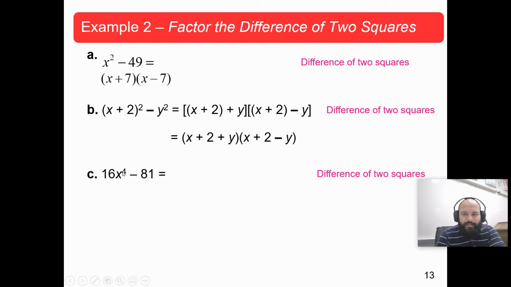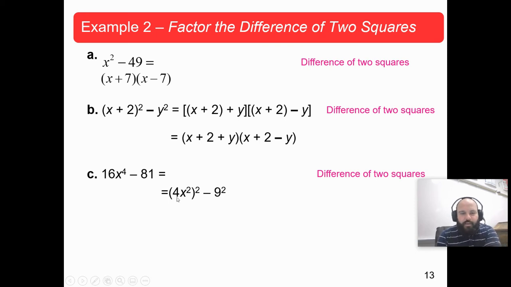So we need to rewrite this. And what you need to realize is that 16x to the fourth is the exact same as 4x squared, squared. If you square 4, you get 16, and if you square x squared, you get x to the fourth. So now I have it rewritten as one thing being squared. The 81 can be rewritten as 9 squared.